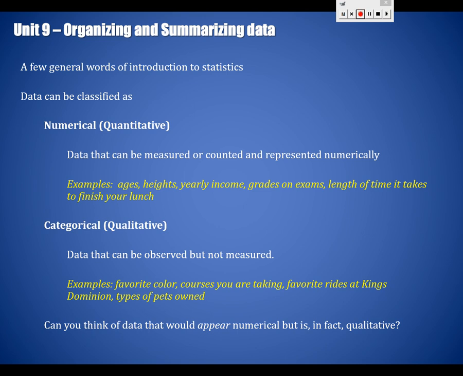Now, actually, let's take that example. Could you make that quantitative somehow? Yeah. How? Color spectrum. Yeah. Maybe by wavelength or something like that. You could say, please report your favorite color in this survey by wavelength on the electromagnetic spectrum. Right? That would be classy. And you'd be like, well, I was going to say blue, but I don't actually know what that is.